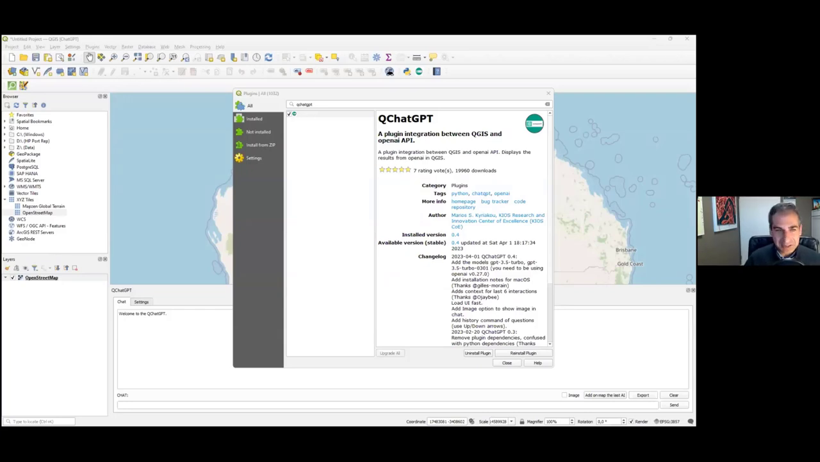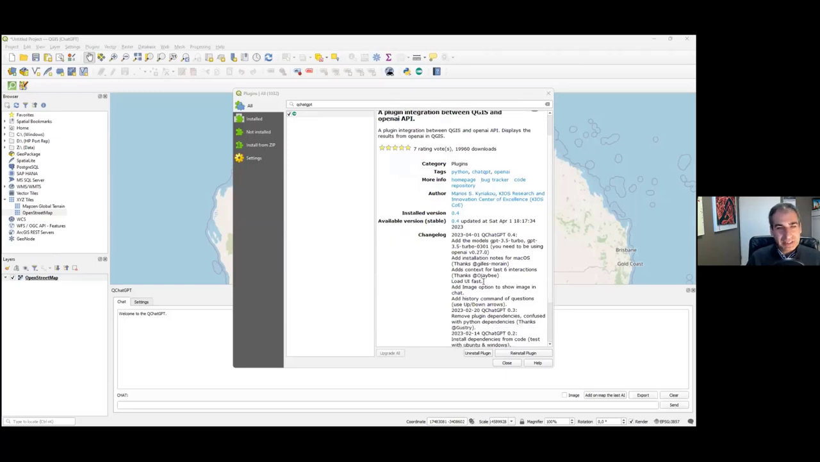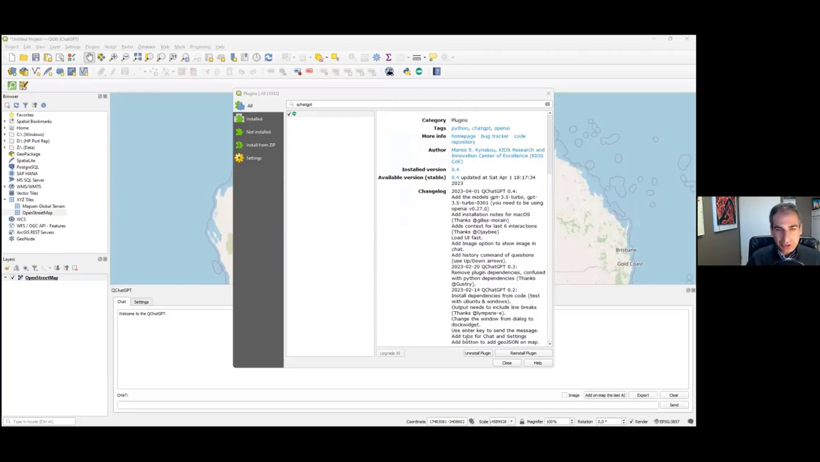Thanks, Craig. And thanks for the nice presentations before, because we're now going to look at it in practice. Since a few months, there has been a new plugin for QGIS called QChatGPT, and it was developed by Marios Kyriakou from the QGIS Research and Innovation Center of Excellence. And I'm happy to see him also in this session, so he could also answer your questions about this. What I've been doing was simply playing around with it, and I see here from the amount of downloads that many other people have done that. And what you can also see here from the plugin description is that it already has some improvements since the first video that I made about it on my YouTube channel.